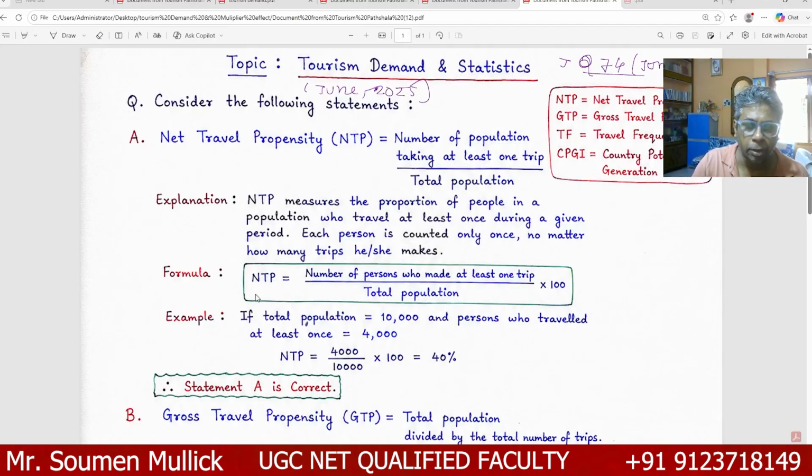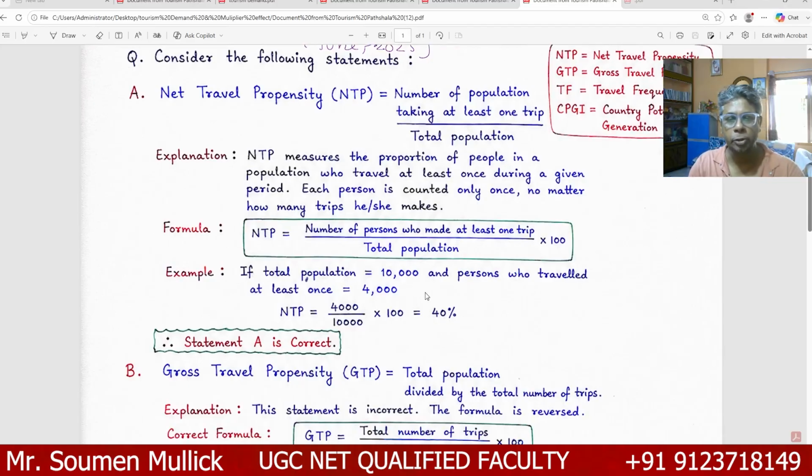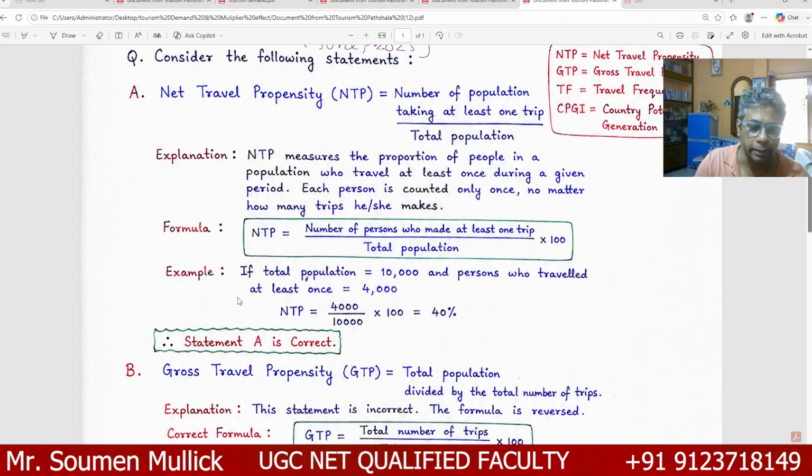So what is the formula? The NTP equals number of persons who made at least one trip by total population into 100. As an example, total population 10,000, persons who travel at least once, 4,000. The 4,000 by 10,000 into 100 equals 40%. The statement A is correct.